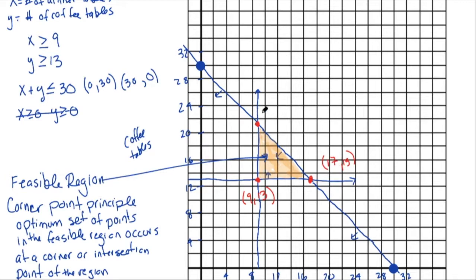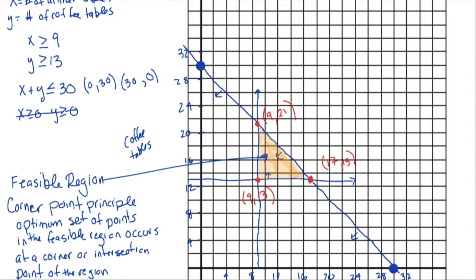And same thing here. We know its x value is 9 because it's on the line x equals 9. And so if x is 9, y must be 21. And it does appear to be that from our graph. So those 3 points, one of them will be the maximum income from making coffee tables and dinner tables. So we just need to test each of those to see which one's the best.